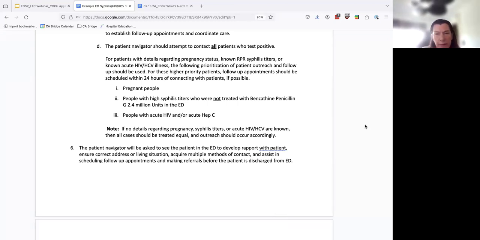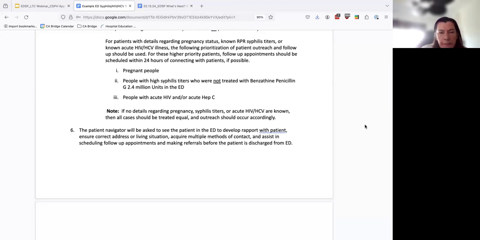And this is for patient navigators. If there's no details regarding whether or not someone's pregnant, how high their syphilis titer is, or whether they have acute HIV or hep C, then everyone should be treated equal, and you just want to work through and make sure you get through all of your patients.